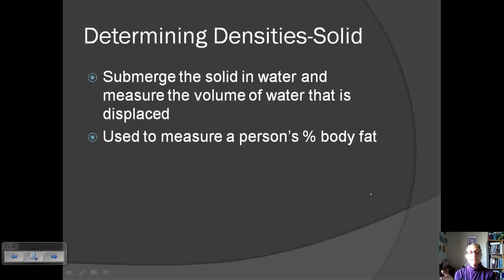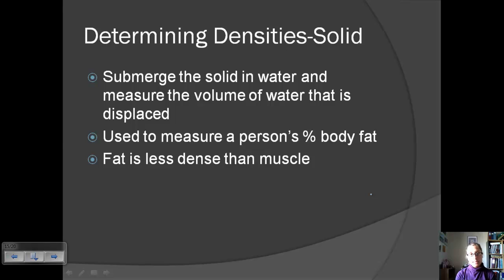This procedure is used to measure a person's percent body fat. There are lots of other ways that you can measure it also, but this is one of them. And so what they'll do is put you in like a pool of water and see how much water gets displaced. And then they use a lot of calculations to determine body fat because fat is less dense than muscle. So based on your mass and the amount of water you displace, they can tell you your percent body fat.